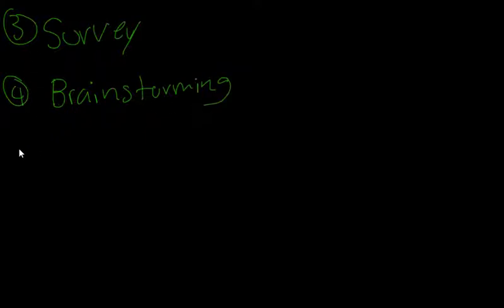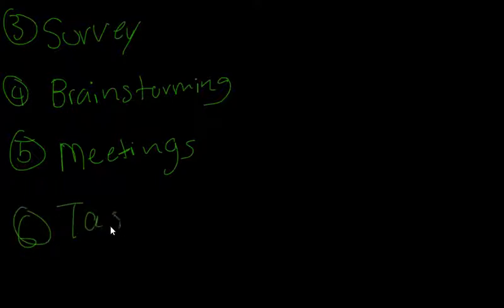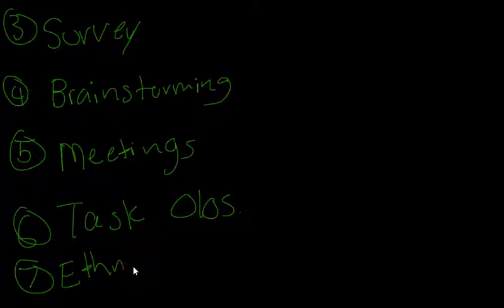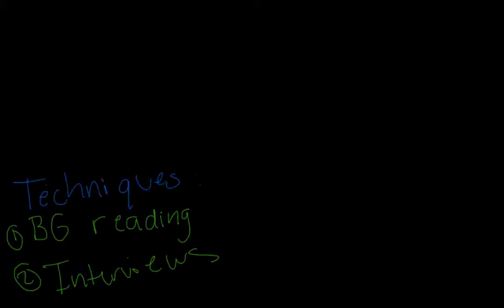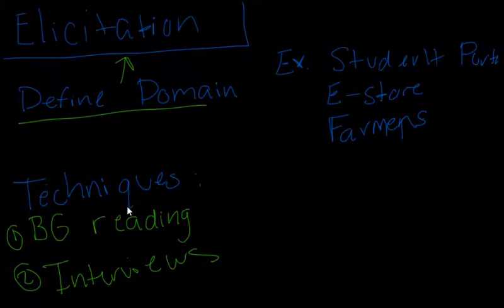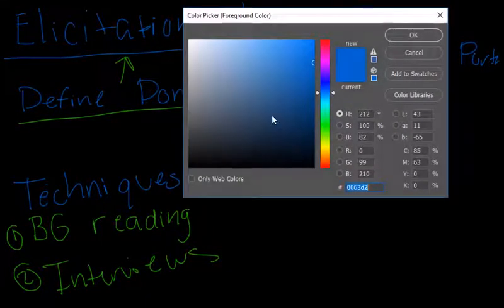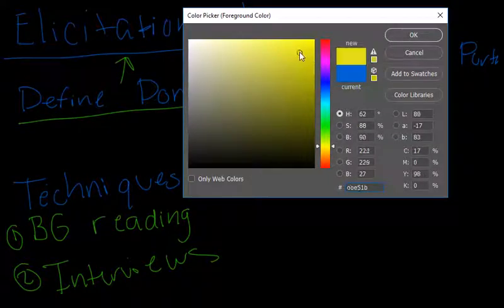And I'm going to come back to each one of these and describe in depth what they entail. We're going to have meetings. 6 is task observation, which I'm just going to abbreviate to OBS. And then finally we're going to have ethnography. Okay. Now we're going to go back to our first two techniques.